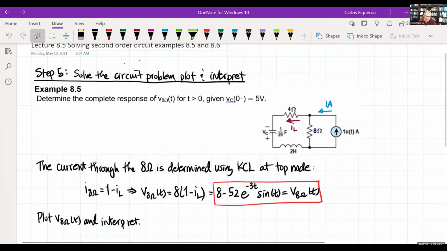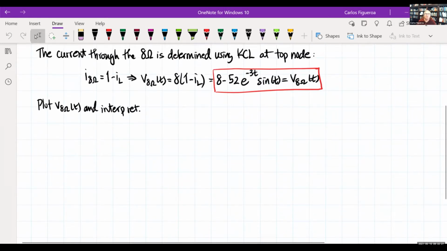What we were doing here is that we were looking for the voltage of the 8 ohm resistor, and you can see that the 8 ohm resistor is parallel to the cap and the inductor. So we now have this solution here. And so now my job here is to plot and interpret what's going on. So let's go do that. Let me set up here just a little bit, and then we're off to the races.